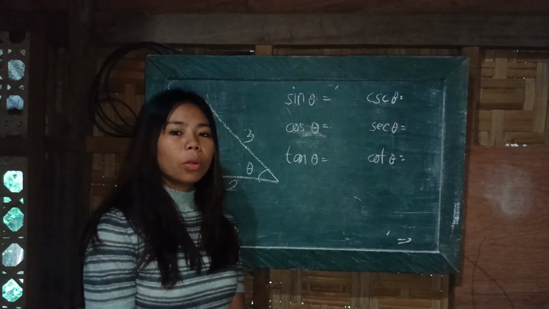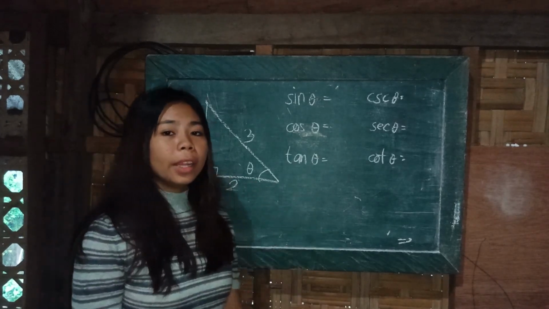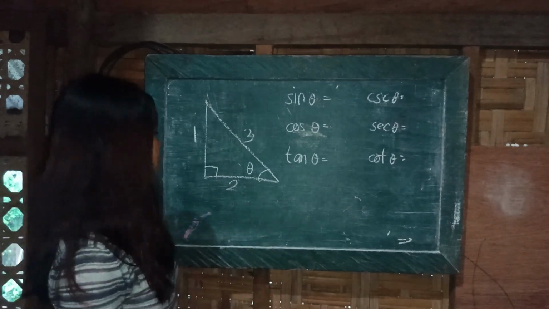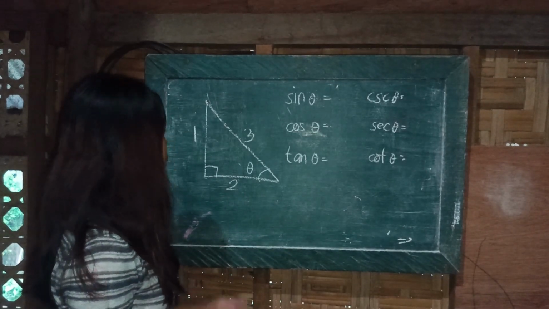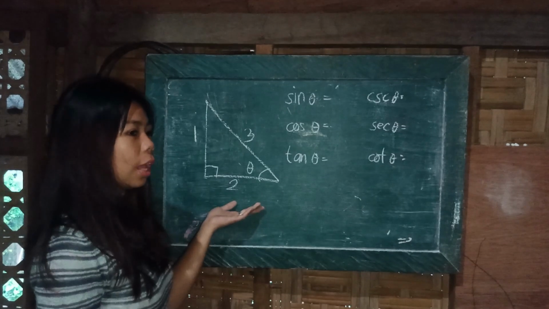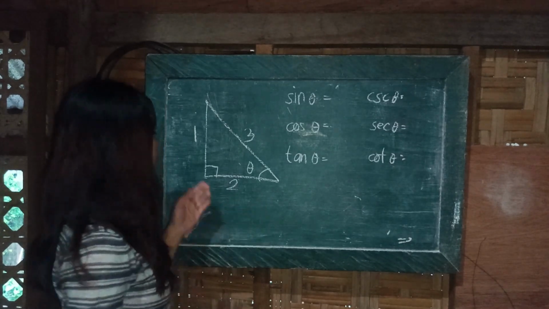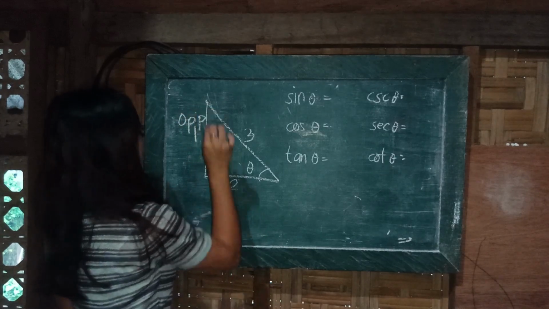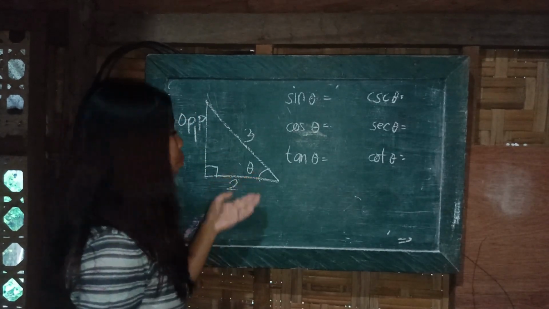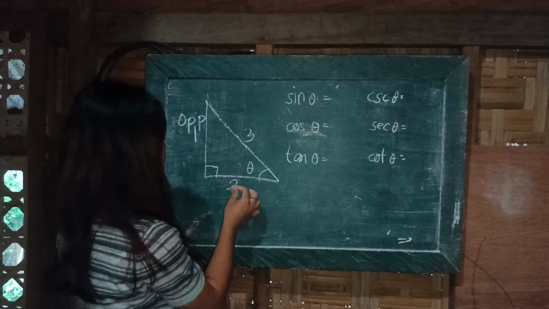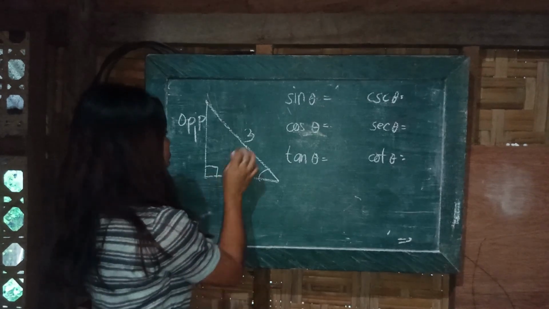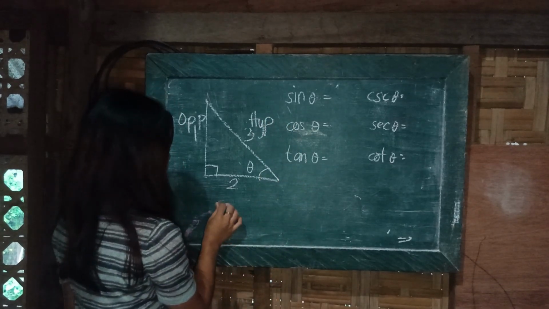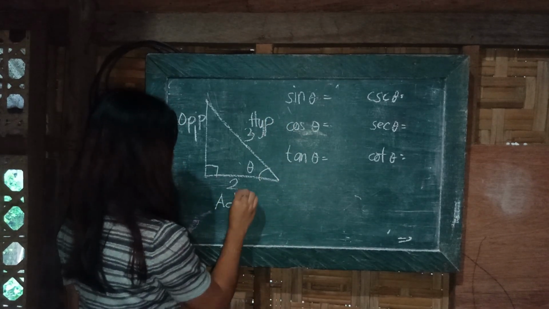So, for example, find the trigonometric ratios of the given right triangle. First, let me show you how to find the hypotenuse, opposite, and adjacent. Our opposite is simply this one, because this is opposite our theta. And our hypotenuse is always opposite the right angle of our right triangle, so this is our hypotenuse side. And lastly, this is simply our adjacent side.